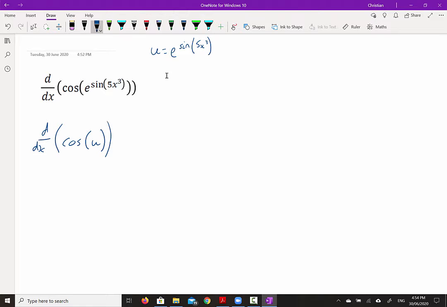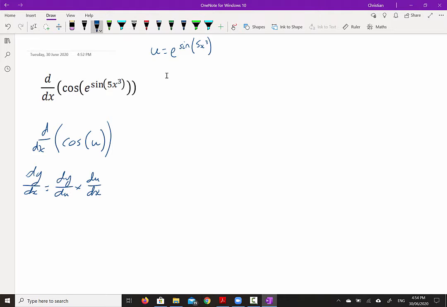Now, in theory, to use the chain rule, what I would have to do is, let's say, dy/dx is equal to dy/du multiplied by du/dx. This is a classic definition of the chain rule. Now, here's the problem. dy/du is relatively straightforward because we have this function in terms of u, and we can differentiate it relatively easily.